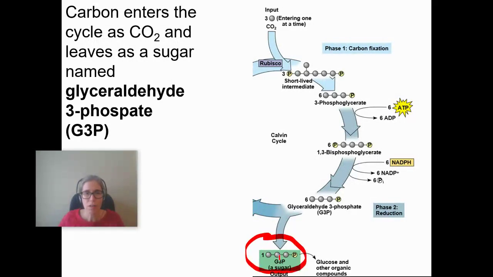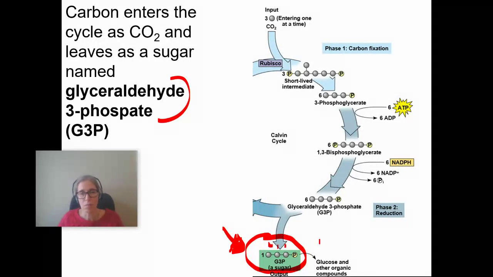You make this molecule called G3P, glyceraldehyde 3-phosphate. I wouldn't memorize that, but be familiar with the term because it's the thing that is made in photosynthesis. So you'd actually need 2 of these in order to make glucose because there's only 3 carbons, but glucose has 6 carbons. So how many spins of the Calvin cycle do you need to make G3P?